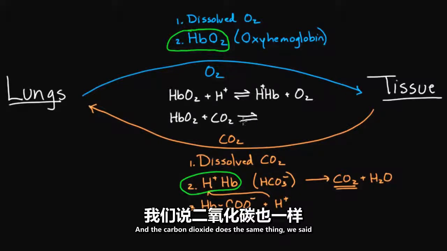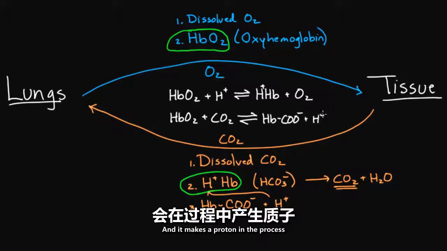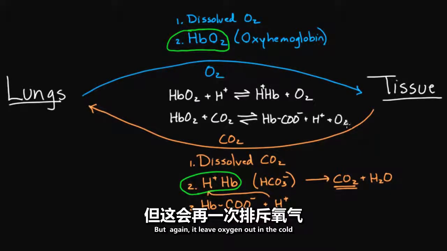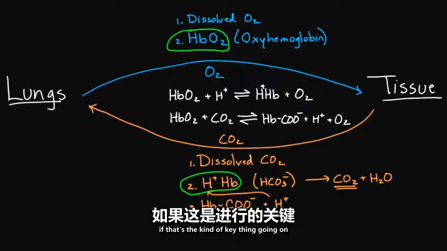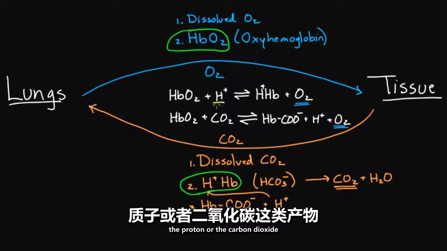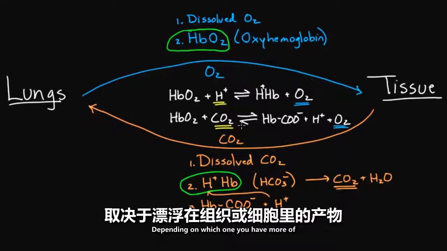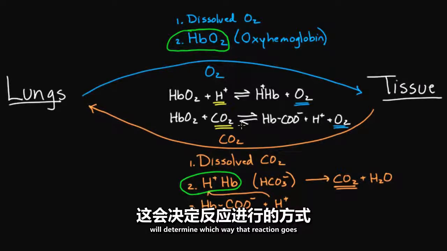And the carbon dioxide does the same thing. We said we have hemoglobin bound to carbon dioxide, and it makes a proton in the process. But again, it leaves oxygen out in the cold. So depending on whether you have a lot of oxygen around, if that's the key thing going on, or whether you have a lot of these products, the proton or the carbon dioxide, whichever one you have more of floating around in the tissue, in the cell, will determine which way that reaction goes.